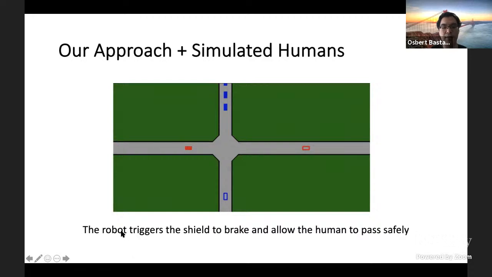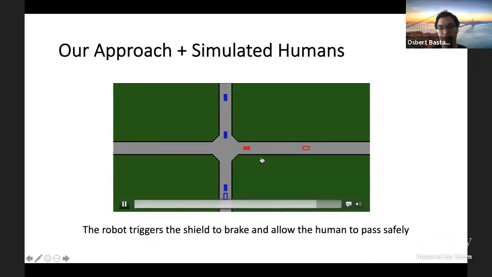Our second result is, conversely, that if the robot concludes that the human might not be able to stop and avoid an accident, then the shield is going to trigger and override the aggressive policy and brake to allow the human to pass safely. Here the robot in red, as you can see, comes to a stop before continuing after the first blue car passes the intersection.